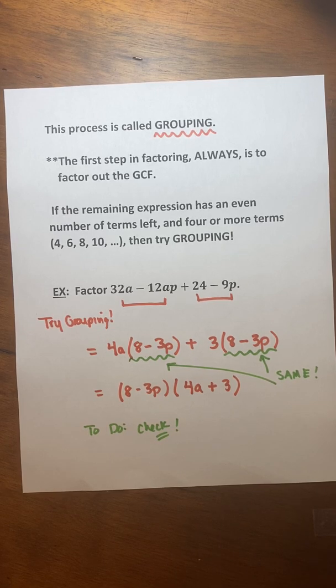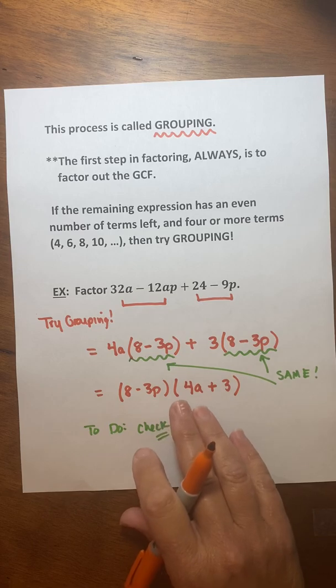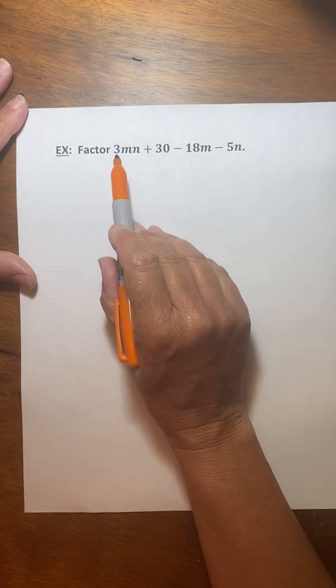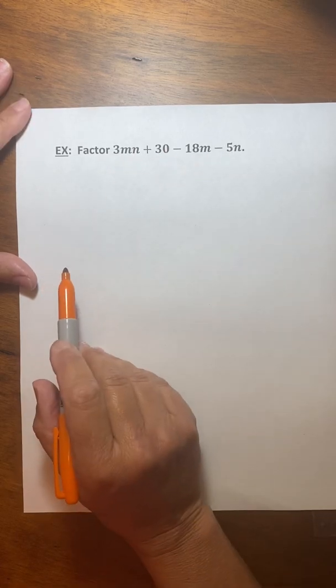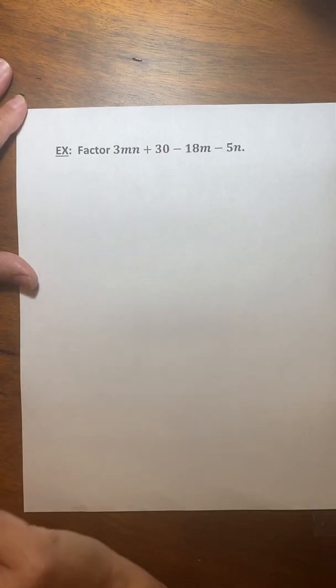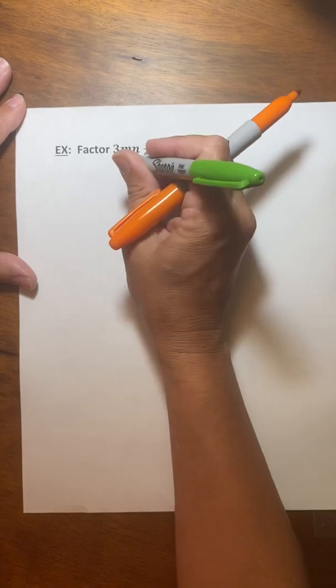All right, one more problem. Let's look at 3mn plus 30 minus 18m minus 5n. 3, 30, 18, and 5 have no numerical common factors. We have an m and n here, but nothing there. So as is, we cannot pull out a greatest common factor. So I'm going to try grouping.